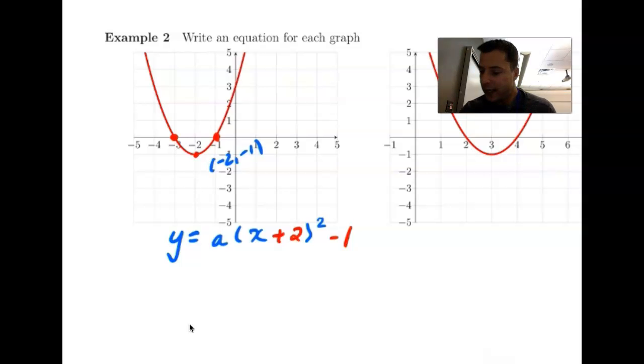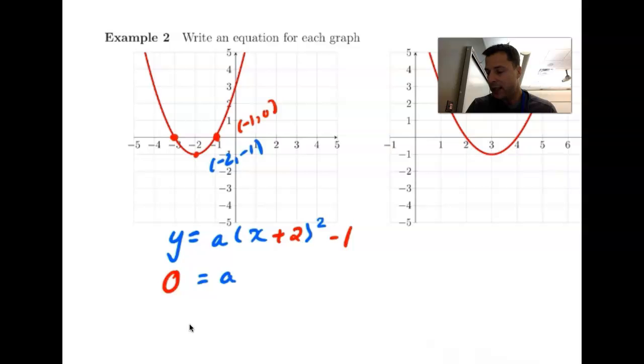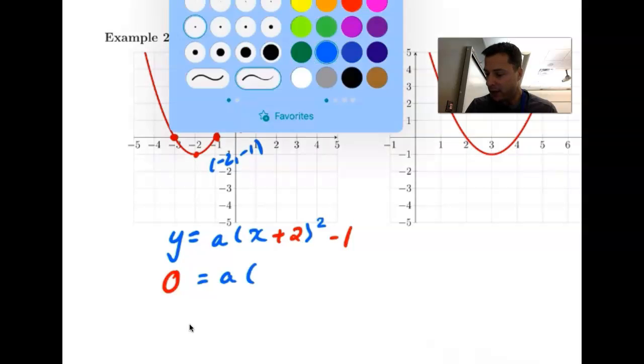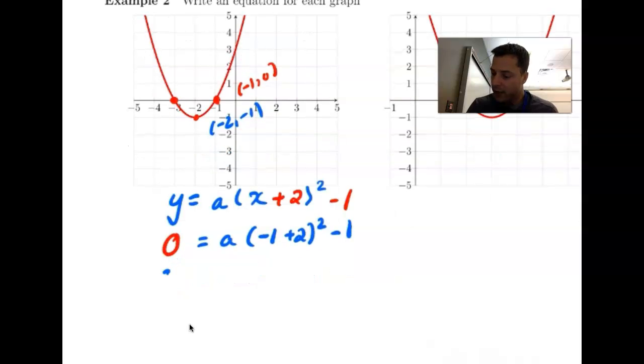Okay, now I've got to find a, and I've got some other points, and I've got this -1, 0, one of the intercepts. So I'm going to go ahead and use that one to find my a value. And I'm going to go ahead and plug in 0 for my y value, because it is a y-intercept at -1, 0, equals a times my x value is -1 here, so -1 plus 2 squared minus 1. So I have 0 equals a times, well, -1 plus 2 is 1, 1 squared is 1, so I have a minus 1. So in this case, a equals 1.